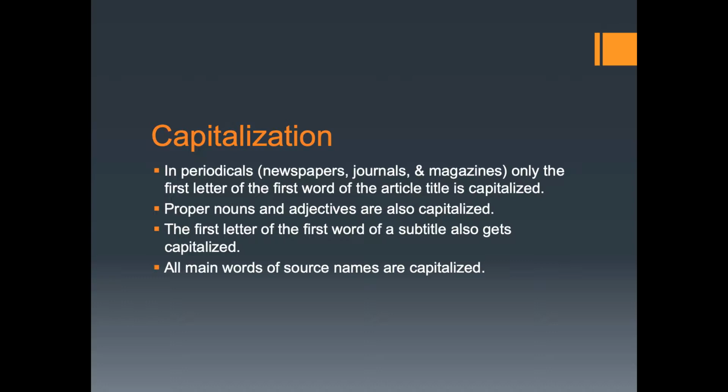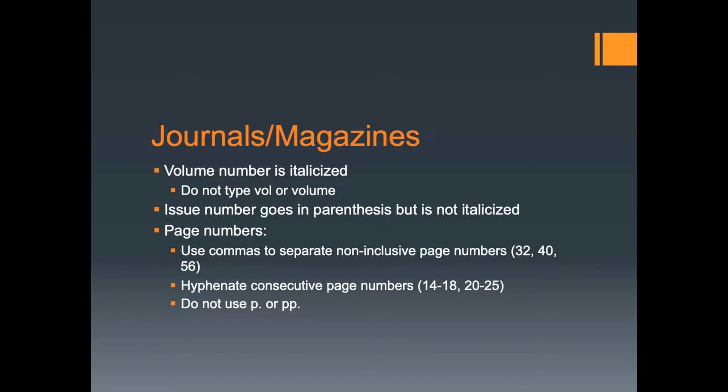All the main words of the source names are capitalized. So, for instance, if it is the Journal of Medicine or Journal of Nursing, the J and the N are capitalized. But in the article title, you only capitalize the first word unless there is a colon in it.